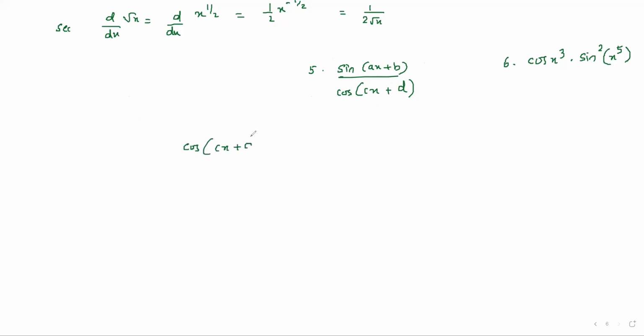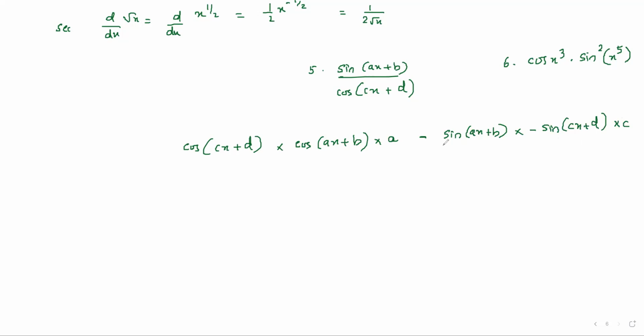Denominator into the derivative of the numerator. What is the derivative of sin(ax + b)? Use the chain rule. The derivative of sin(ax + b) is cos(ax + b) into the derivative of (ax + b), which is a. So that is the first part, minus the numerator, sin(ax + b), into the derivative of the denominator. The denominator's derivative is minus sin(cx + d) into c.